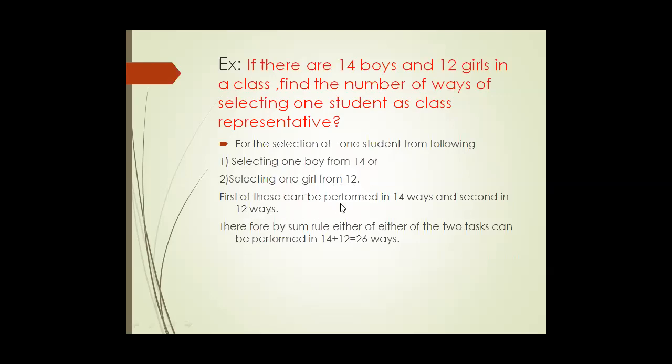The first of these can be performed in 14 ways, selecting one boy, and the second one, selecting one girl from 12, means 12 ways. Therefore, by the sum rule, either of the two tasks can be performed in 14 plus 12, 26 ways. There are a total of 26 ways to select one class representative from 14 boys and 12 girls. Here "or" is coming, so that's why I am using the sum rule.